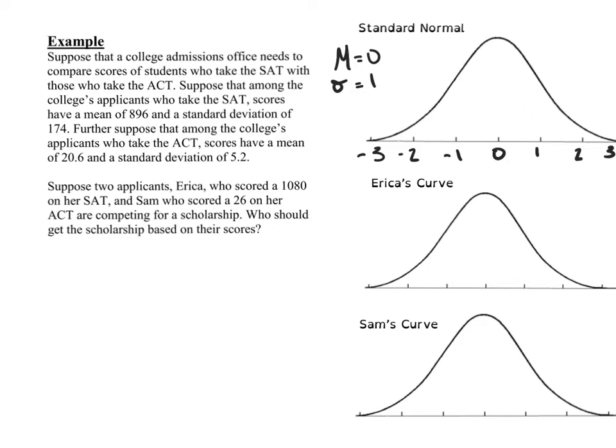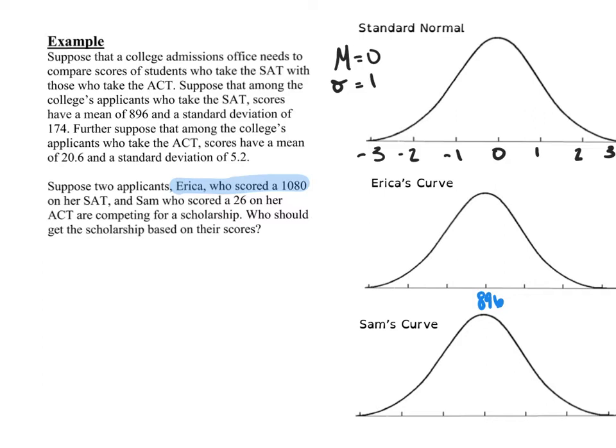So let's do Erica first. For Erica, who scored a 1080, it tells us that the SAT scores have a mean of 896 and a standard deviation of 174. So what we're going to do first is label this curve with this mean, which is 896. And now we're going to add and subtract the standard deviations to fill out the curve. The standard deviation is 174. So I'm only going to add, because we see that Erica scored a 1080, so it's going to be greater than the mean value.